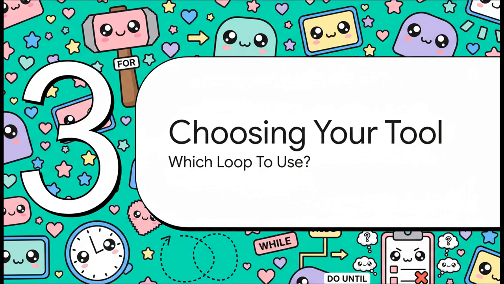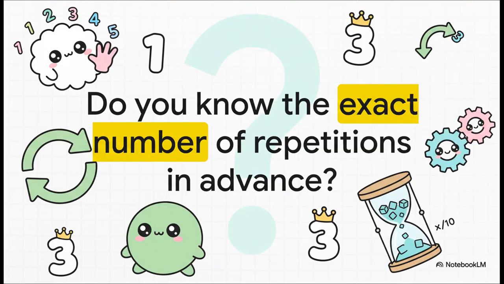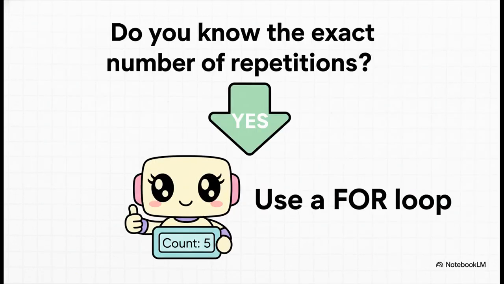So, we've got 3 tools in our toolkit: for, while, and do until. The big question is, how do you know which one to grab for the job? It's actually a super simple decision-making process. The very first question you should always ask yourself is this. Before this loop even starts, do I know exactly how many times it needs to run? If the answer is a clear yes, I need to do this 10 times, or I need to process all 50 items in this list, your choice is easy. You just use a for loop. It's the perfect tool for any task where you're just counting.